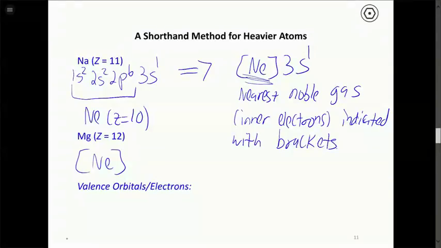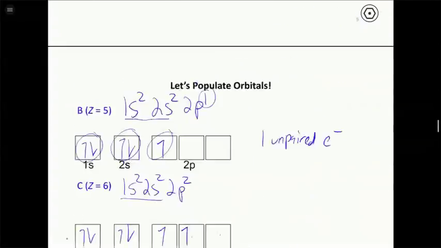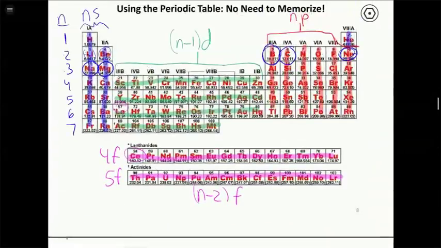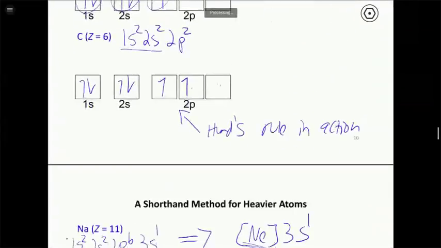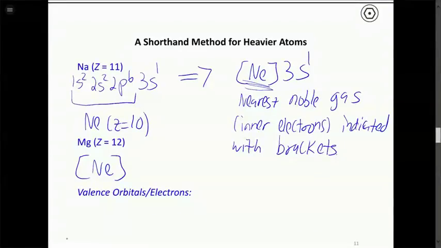Then we have to figure out what are the additional electrons beyond that. And so if we come to magnesium, we see that magnesium is also in the third row. It's in the s block, so it's going to be 3s1, 3s2. So the two additional electrons also both go into 3s subshells. So magnesium would be neon 3s2. Okay? So that's another way to write the configuration for magnesium.